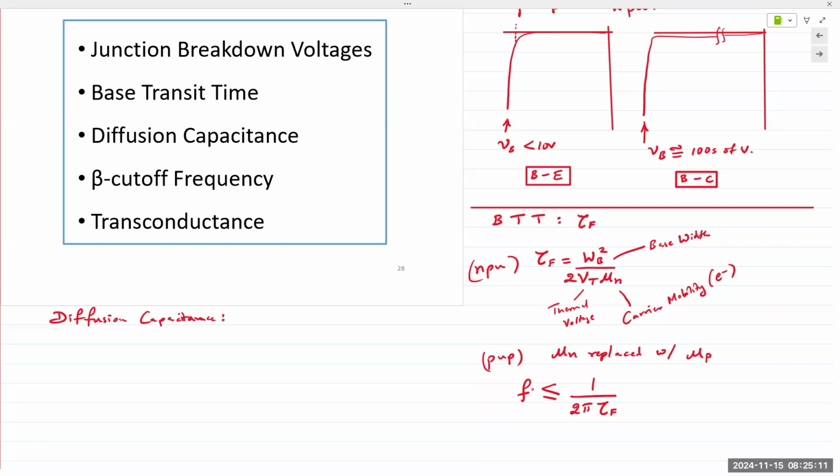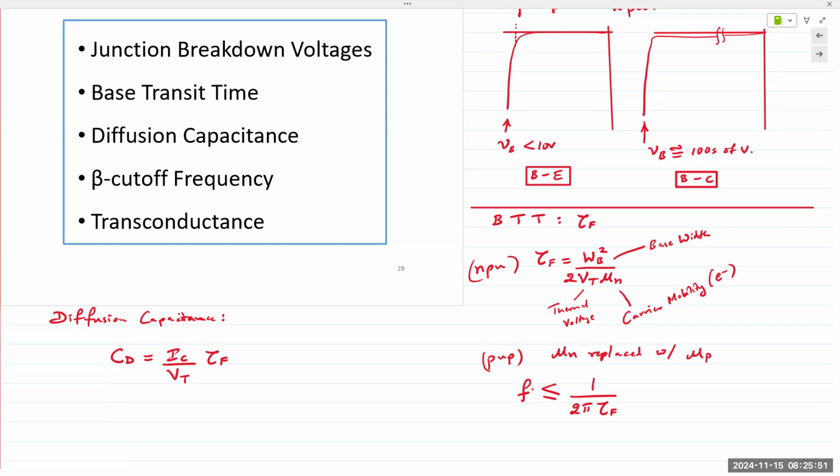Okay. And typically it is modeled as a capacitor between the base and emitter, attached in parallel to the base emitter terminals. So diffusion capacitance is given by CD equals IC, the collector current, over VT, times the transit time. Okay, it's C825.